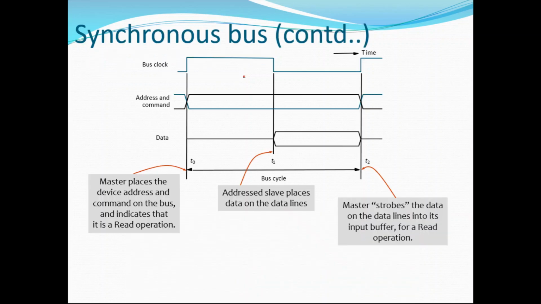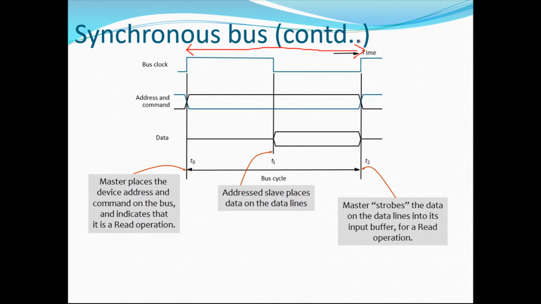So let us discuss this with an example. See, this is the bus clock. Based on the bus clock we understand the timing. So this is just one clock cycle. The basic idea of a synchronous bus is that all operations should be completed within one clock cycle. All operations means what?